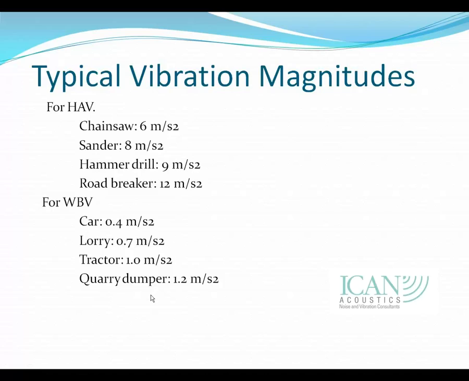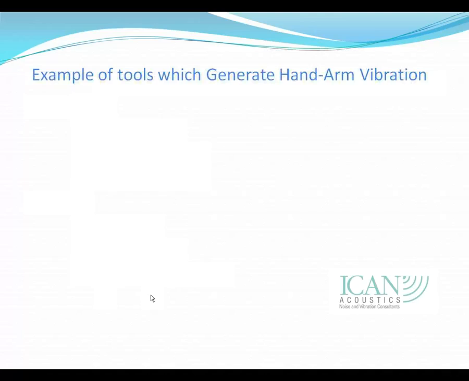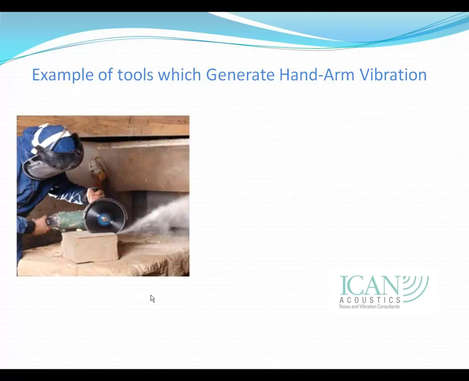Okay, so moving on to the next slide. Here are some examples of tools that generate hand-arm vibration. Now this is an angle grinder, and you'll notice there are two handles on it. There's a handle here, and there's also a handle here. So this operator's arm, both hands, should I say, are exposed to hand-arm vibration. So in a case like this, we would measure the vibration magnitude on both handles.